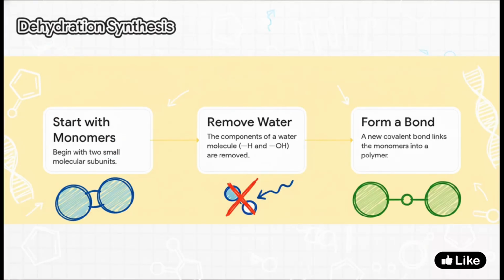So the first rule is for building. It's a process called dehydration synthesis. You start with 2 small molecular bricks, which are called monomers. Then a specialized protein, an enzyme, comes along and acts like a tiny construction worker. It grabs the 2 monomers, pulls out the atoms that make up a water molecule, and click! A brand new strong bond snaps into place between them. You just do that over and over and over, and you build a long chain called a polymer.